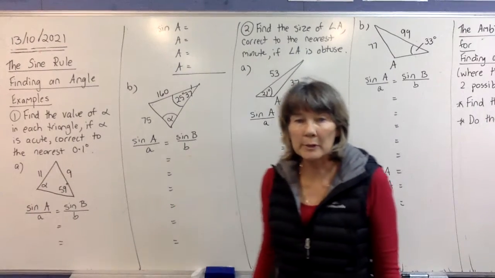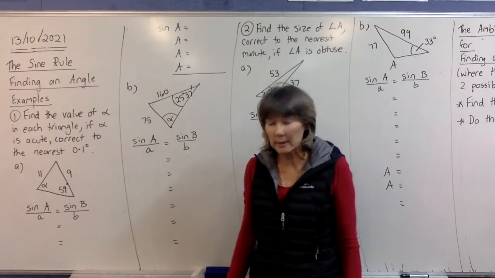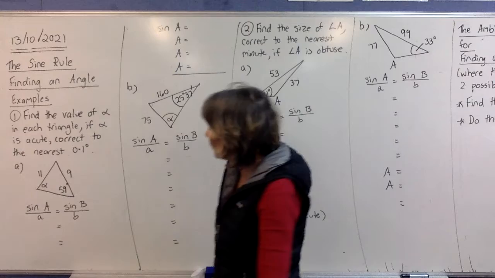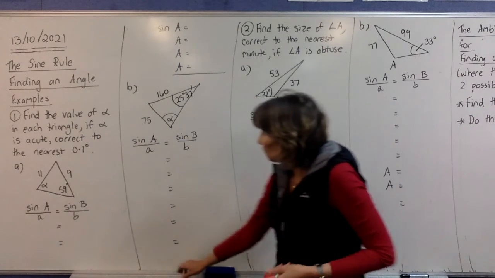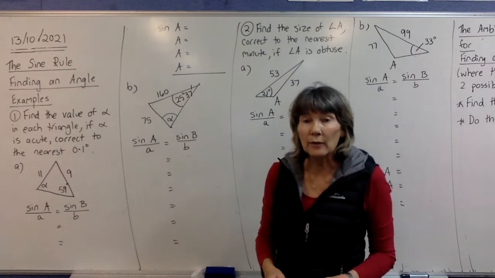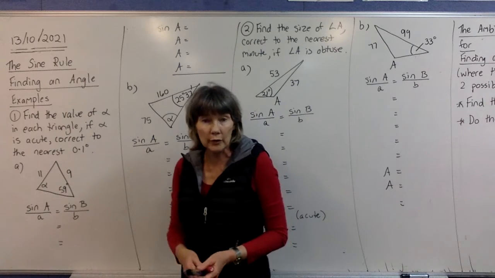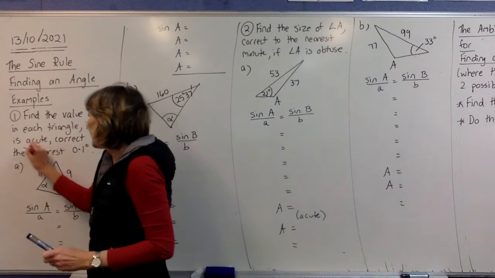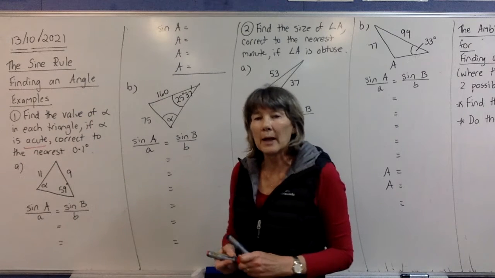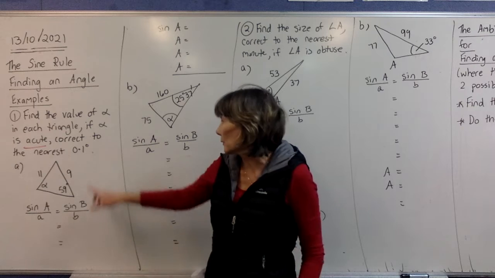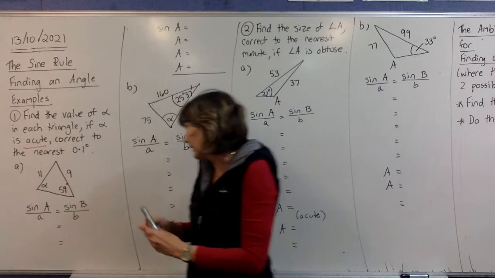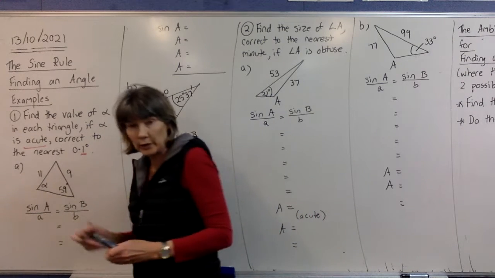So today we're going to be doing finding an angle using the sine rule. If we have a look here, the first example says find the value of alpha in each triangle if alpha is acute. We're later on going to be talking a bit more about that. So correct to the nearest 0.1 of a degree. In other words, correct to 1 decimal place when it's in degrees.